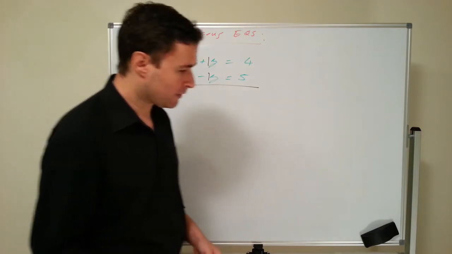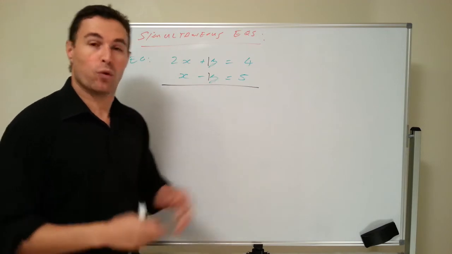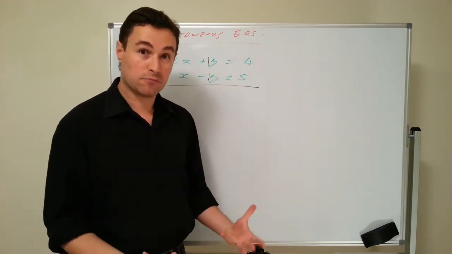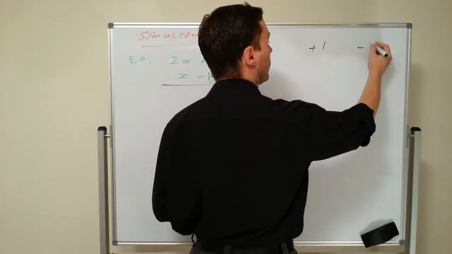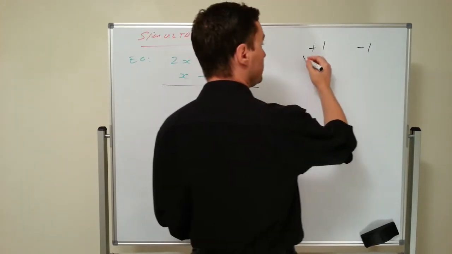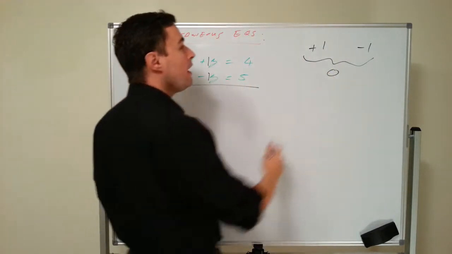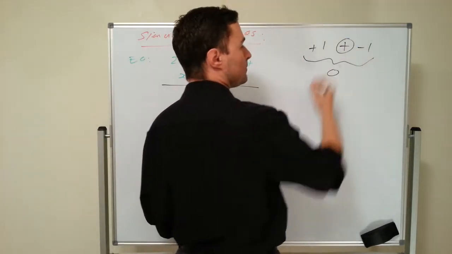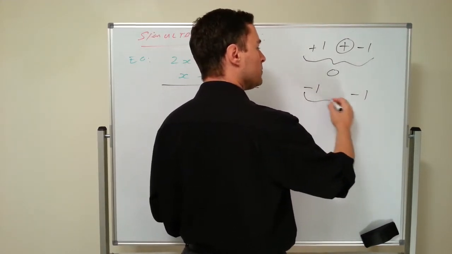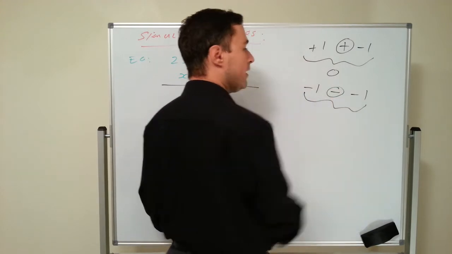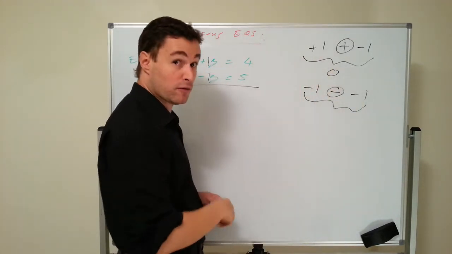Now, here's the thing. If I've got positive 1 and negative 1, in order to get 0, so to get nothing there, so the y's disappear, you with me? I want to put them together. If I have negative 1 and negative 1, then in order to get 0, I want to take them away from each other. Okay? When you understand integers, it makes a lot of sense.